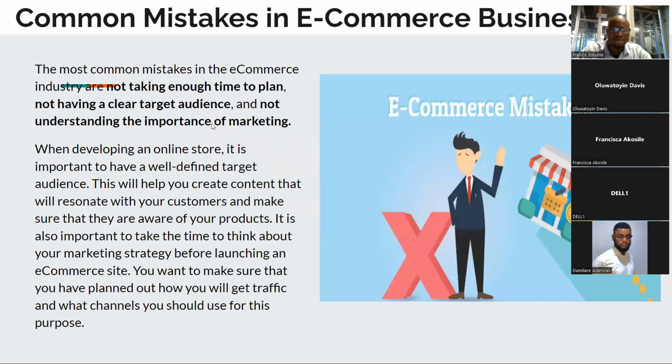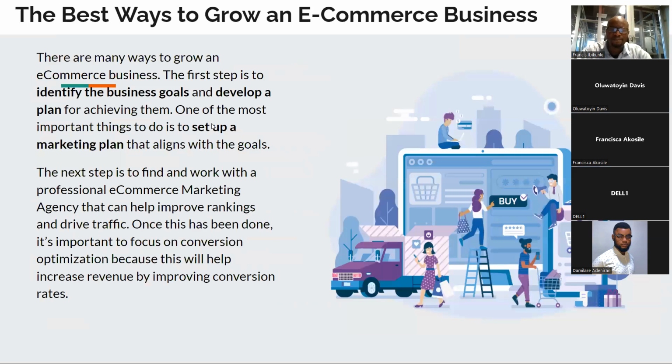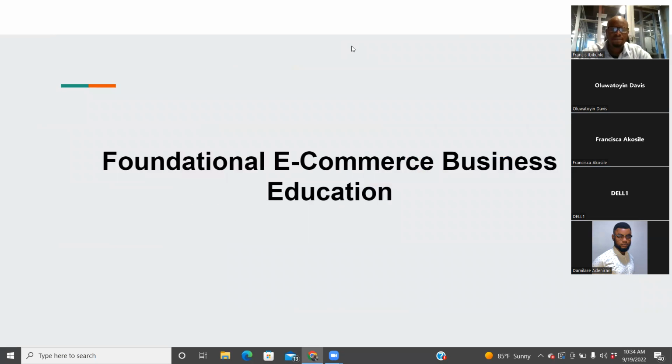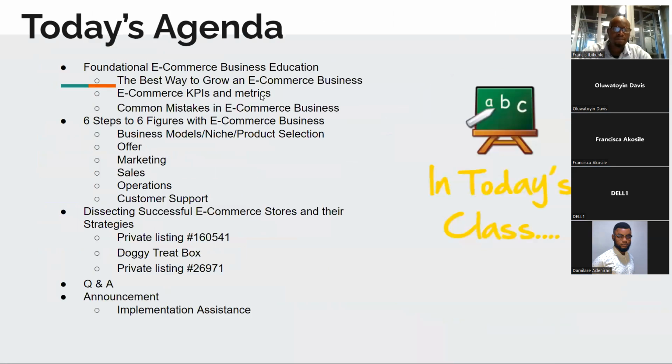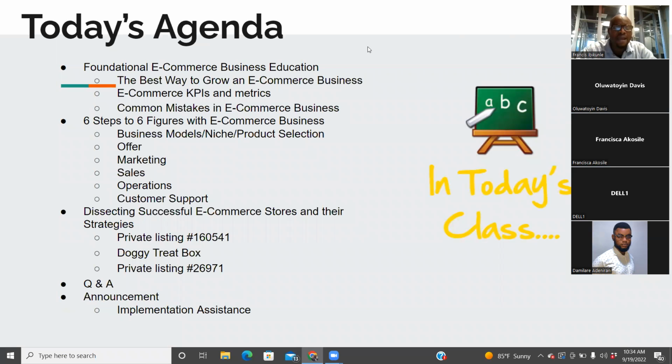Let me read out the 6 steps for you from the beginning. Number 1, you have to select the business model, niche, and product. Then you have to make an offer. In your offer, that is 2nd step. The 3rd step is your marketing. The 4th step is your sales. The 5th step is your operations. The 6th step is your customer support. Those are the 6 steps.